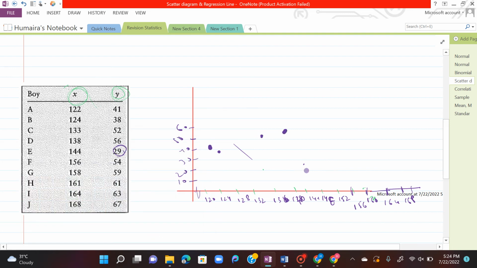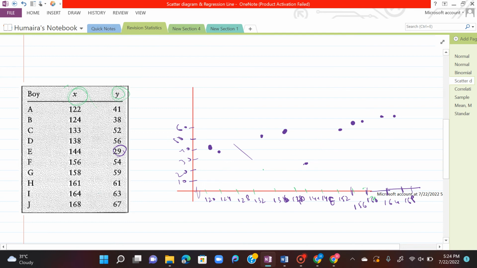Okay, purposely I have taken the thick one. So 156 will be here with 54. 158 with 54, 59, 161 with 61, and then 63, and then 68. Okay, it's a little bit not so accurate because 70 goes here, so it should all be down.